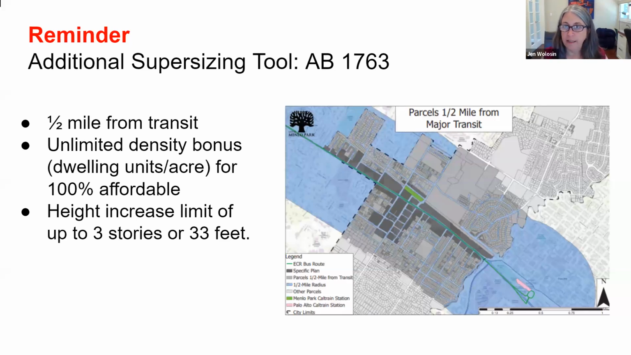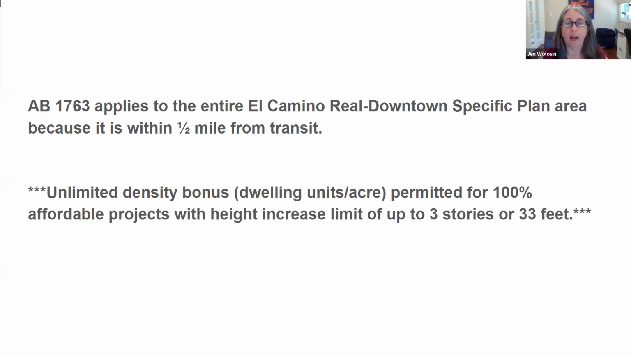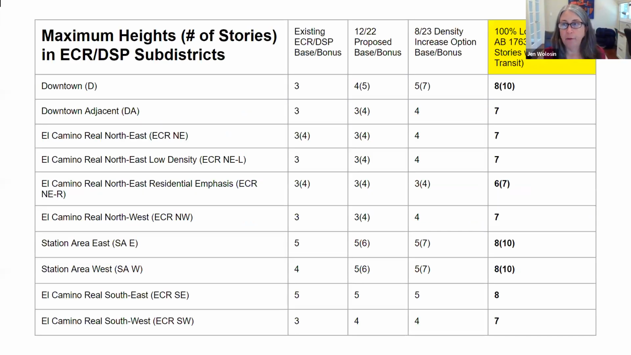The height can actually increase by up to 3 stories or 33 feet. That means we could be seeing much higher and taller buildings for 100% affordable. And that's part of the plan for the parking lots. A large part of our affordable housing strategy is that the city owns those public parking lots. So stay tuned on that. If you were to just add 3 stories onto the height limits I was calculating earlier, this final column shows that. We could see 7 stories, 8 stories, even 10 stories potentially for 100% affordable housing in the downtown specific plan area within 1/2 mile of transit.